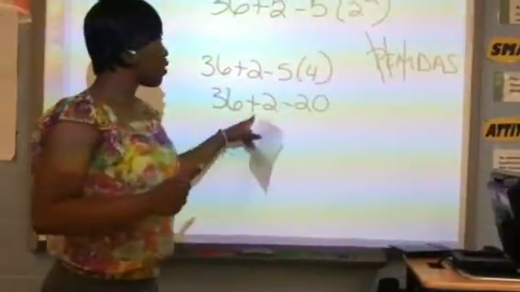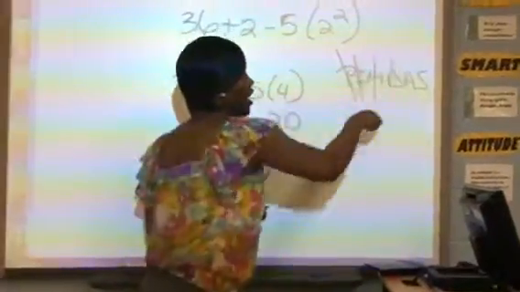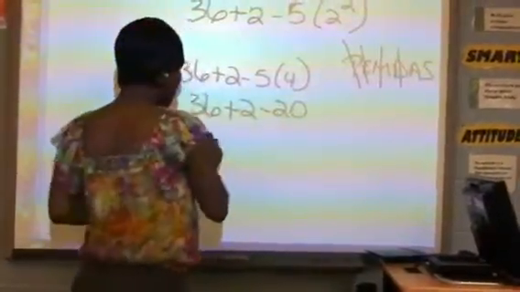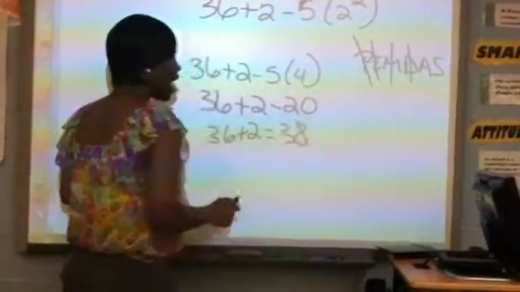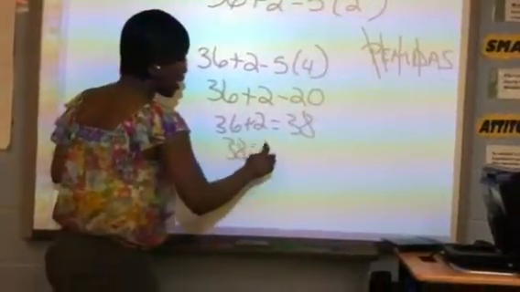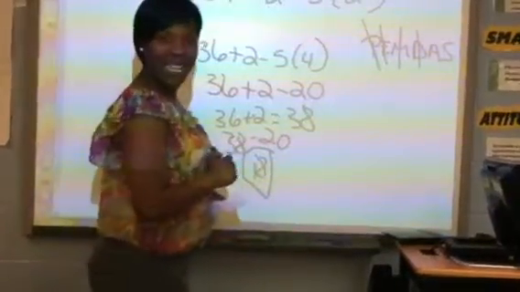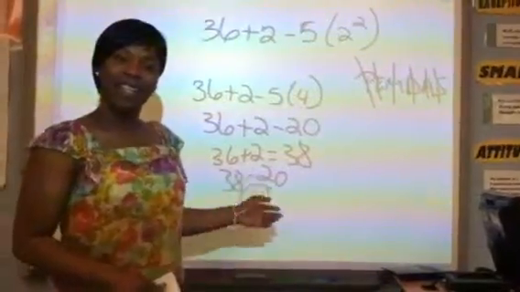All right, the next one is division, and we don't have any division. But we do have addition and subtraction, so let's go ahead and solve. 36 plus 2 is 38. And then you have 38 minus 20, which is 18. And do not forget to cross out your letters. Simple enough? Take a look at it.